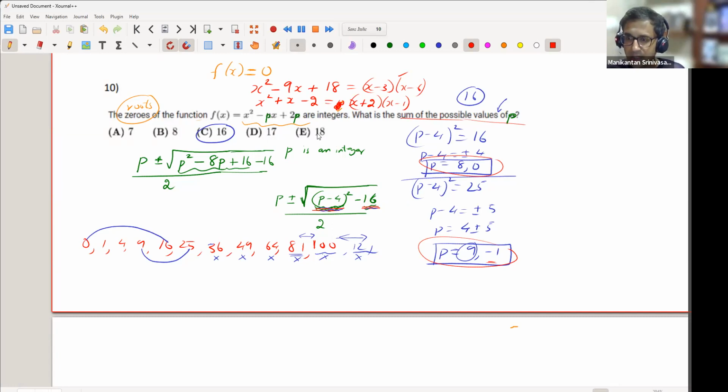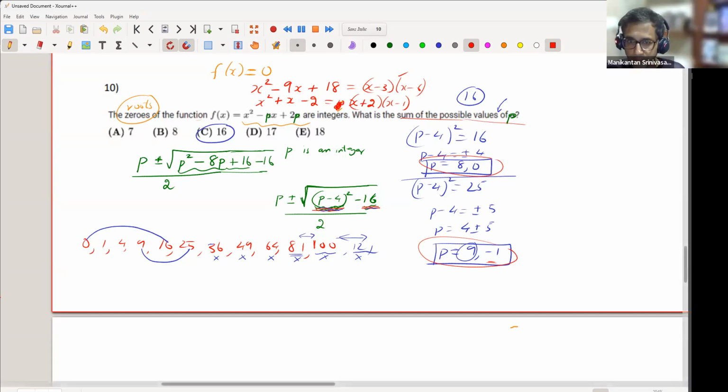P minus 4 whole square. Something whole square is a perfect square, right? But just p minus 4 is not a square. We got p minus 4 whole square minus 16, that's how we simplified, right? P minus 4 whole square minus 16 must be a perfect square. Correct. Only then I can take a root of this.